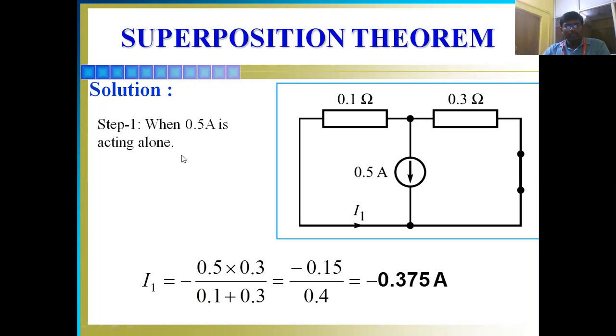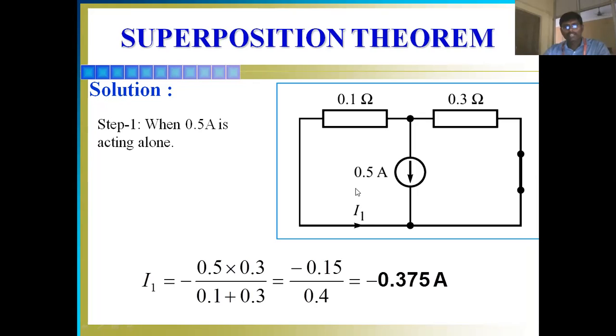source. When 0.5 amp is acting alone, the 0.1 ohm and 0.3 ohm both come in parallel, where this 0.5 amp is dividing into two components flowing through 0.1 ohm and 0.3 ohm. If we consider this as I1, the direction of the current source is opposite to the load current, that's why we get a minus sign.